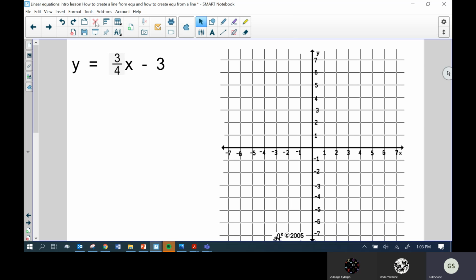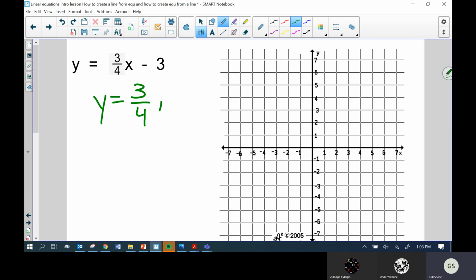All right, so I know my line has got to go through the y-intercept. It's got to hit the y-axis at the y-intercept. So here's step one. I need to find the y-intercept. So I'm going to rewrite this and use addition. So my y-intercept is -3.